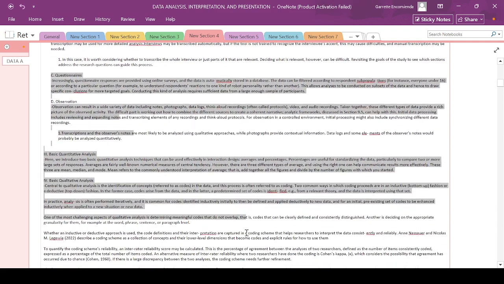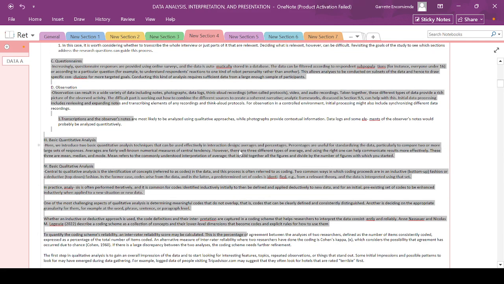Questionnaires. Increasingly, questionnaire responses are provided using online surveys, and the data is automatically stored in a database. This data can be filtered according to respondent subpopulation, for instance, everyone under 16, or according to a particular question, for example, to understand respondents' reaction to one kind of robot personality rather than another. These allow analysis to be conducted on subsets of data and hence to draw specific conclusions for more targeted goals.